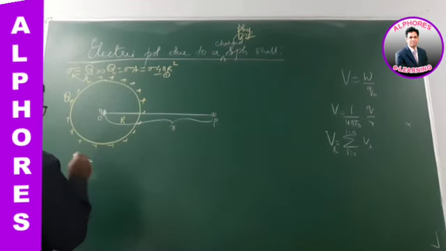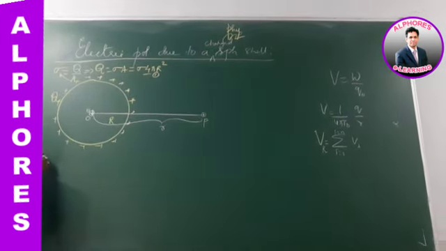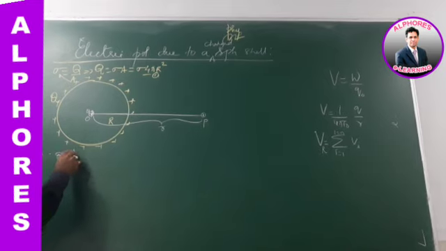Now we have to find the electric potential. Case 1, first case: the electric potential at an outside point.